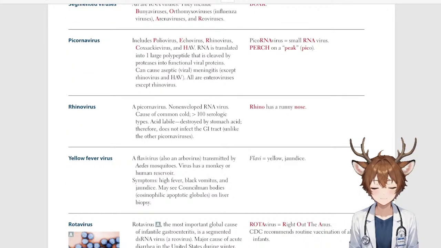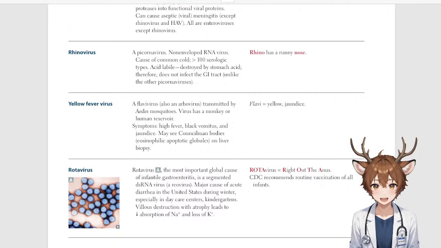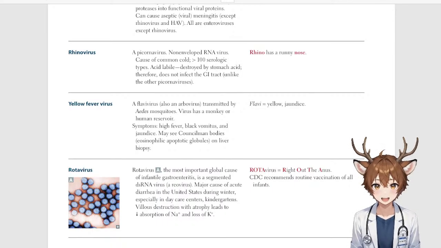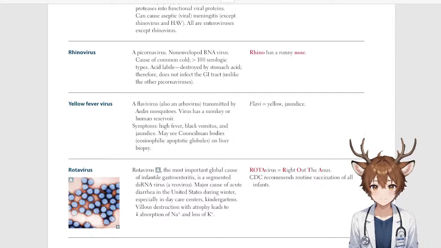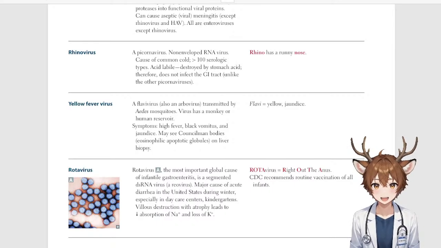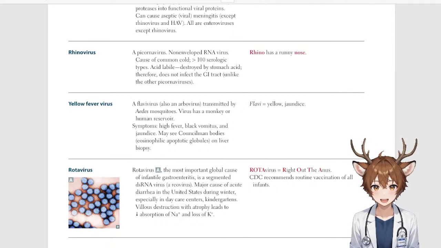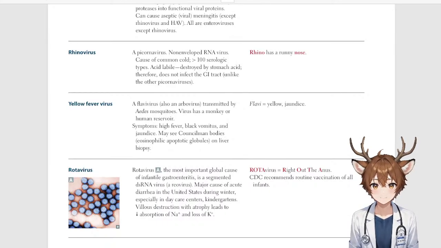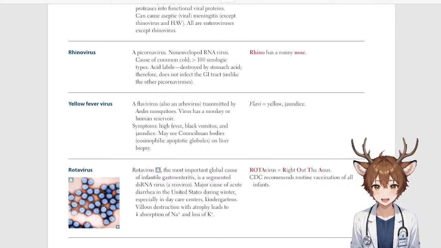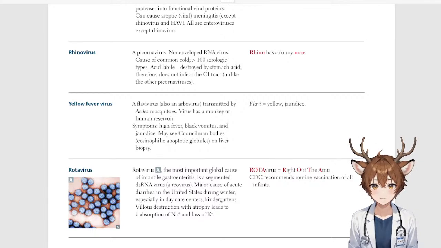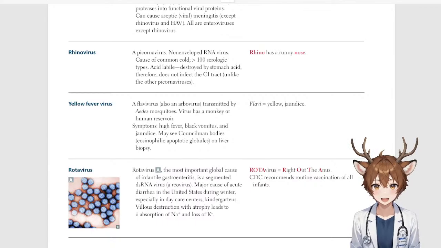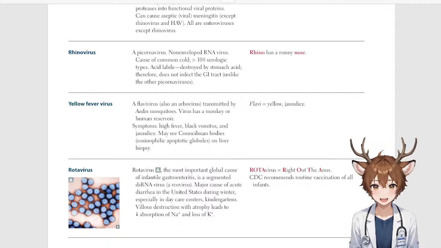Rotavirus, a segmented double-stranded RNA virus, a reovirus, most important global cause of infantile gastroenteritis, major cause of acute diarrhea in the United States during winter, especially in daycare centers, kindergartens. Villus destruction with atrophy leads to a decrease in absorption of sodium and loss of potassium. Rotavirus equals right out of the anus. Okay. Sure. If that's how you remember it, I don't know. Rotavirus. CDC recommends routine vaccination of all infants except those with a history of intussusception, a rare adverse effect of rotavirus vaccination, or SCID.